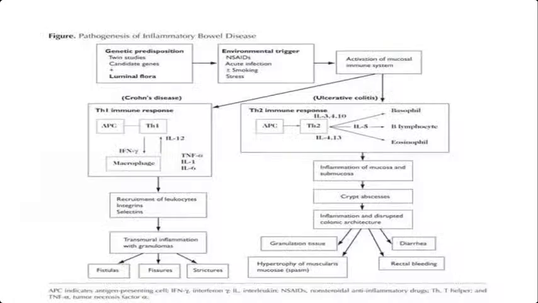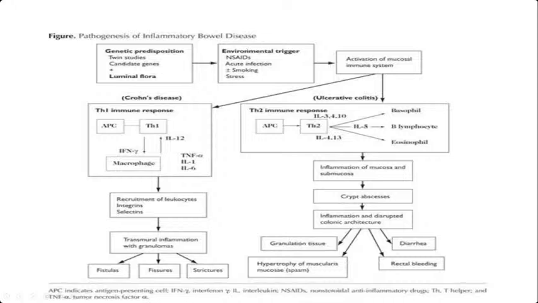So this is the schematic diagram, I think it's from Robbins, to show probable molecular factors or immunological factors that are at play for these two diseases. So you start with genetic predisposition, and studies done particularly in monozygotic twins. So the candidate genes, luminoflora, seems to be the starting point, increasing the risk.